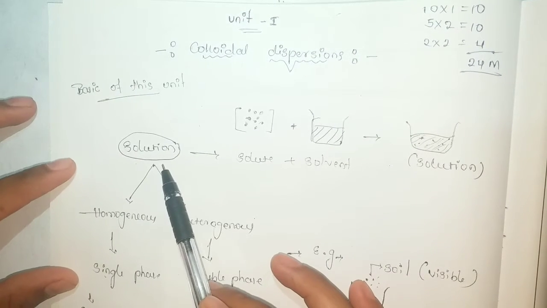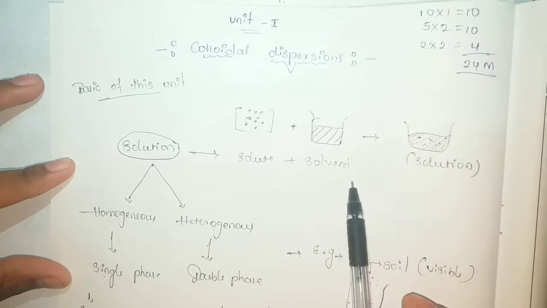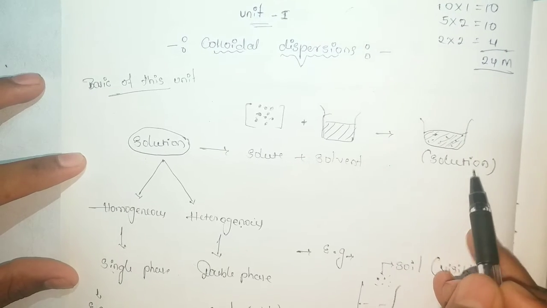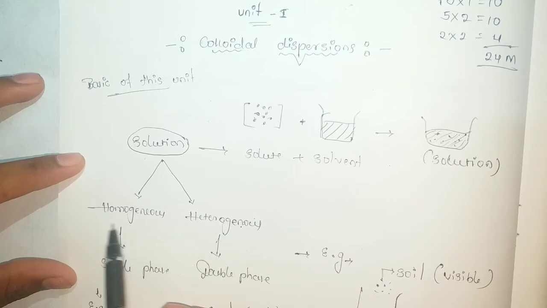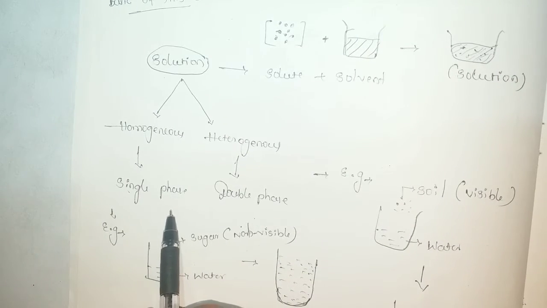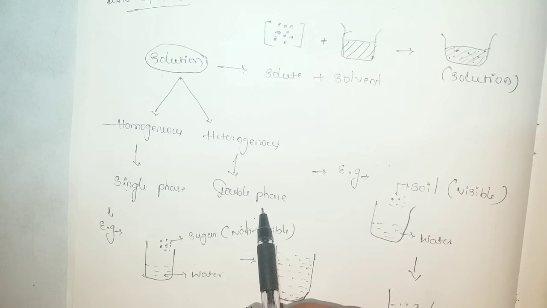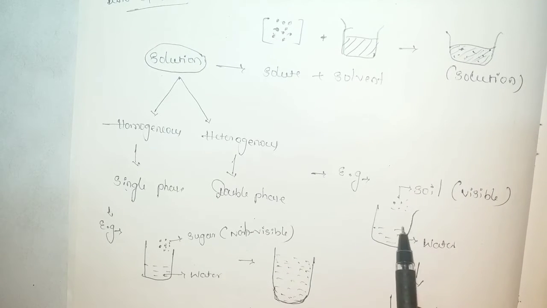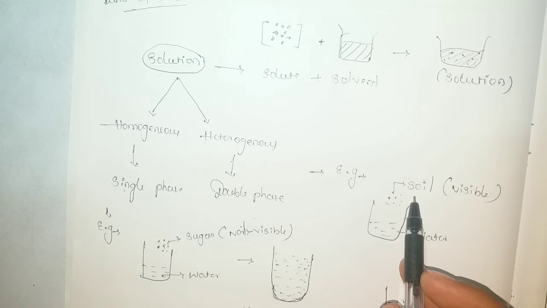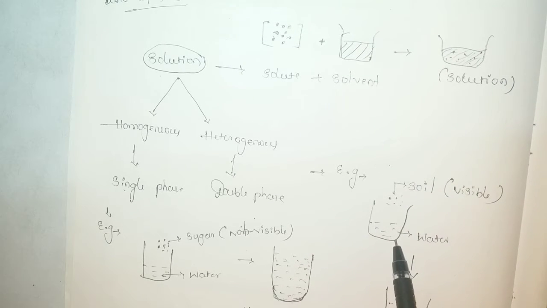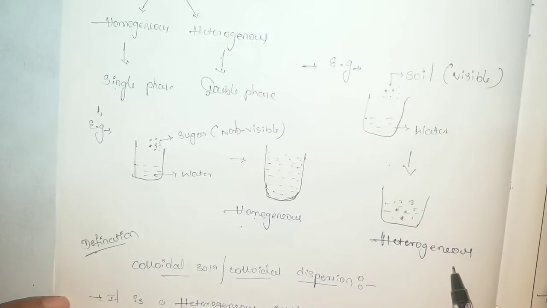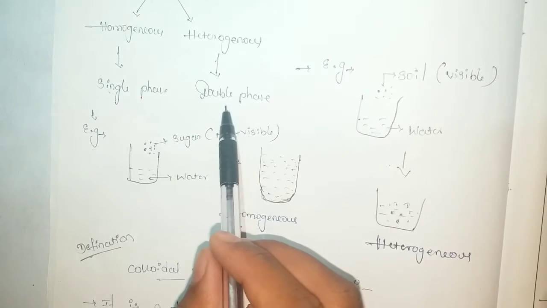How does a solution form? Solute plus solvent are mixed to each other, forming a solution. Solutions are of two forms, homogeneous and heterogeneous. A homogeneous solution is in a single phase, and a heterogeneous one is in a double phase. For example, take soil and water, with soil as the solute and water as the solvent. When mixed, they form a heterogeneous condition, because it is double phase.